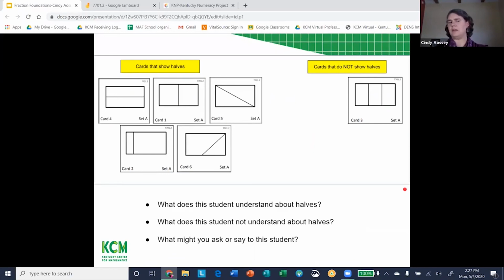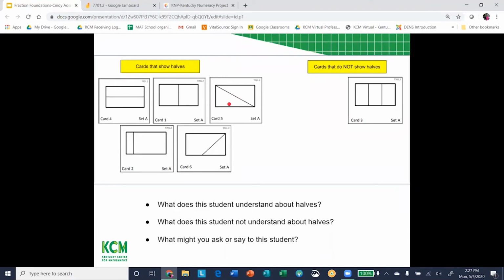So the question is, what is he understanding about halves? What is he not understanding about halves? And as a teacher, what are you going to do in that moment? What are you going to say or ask or do to support the student based on what you're seeing in this work? The student understands that halves are 2 pieces, but he doesn't understand that they're equal.